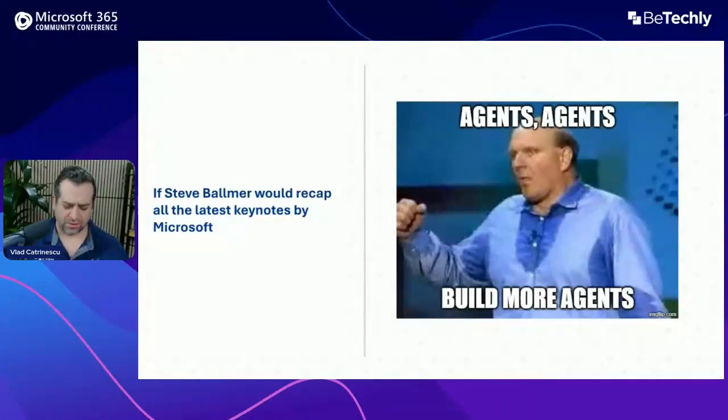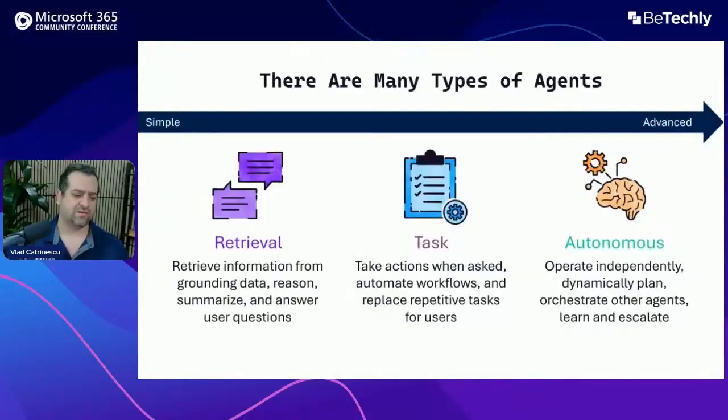And we're not going to go in all the theory right now, but what I want you to know is that there are many types of agents out there. We've seen in Microsoft keynotes, we've seen agents that are very, very complicated, agents that are autonomous, but not every agent needs to be complicated. If we take a step back, there are 3 main types of agents.